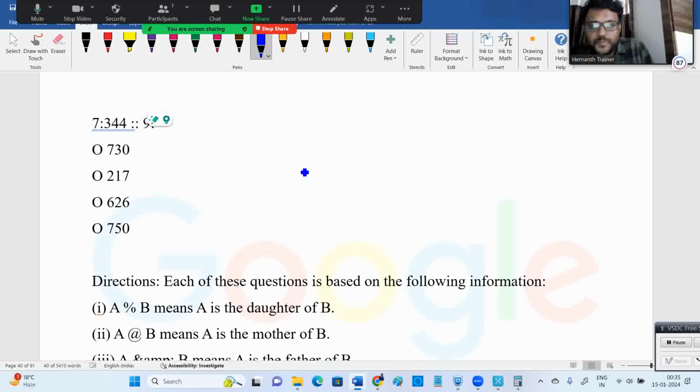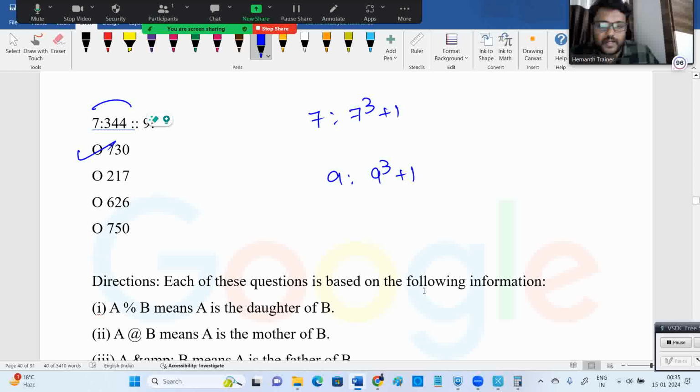And here cubes are very important. 7 cube is 343 plus 1. Cubes they'll ask more. 9 cube is 729 plus 1. First and second follow the same logic. That's what we decide, right?